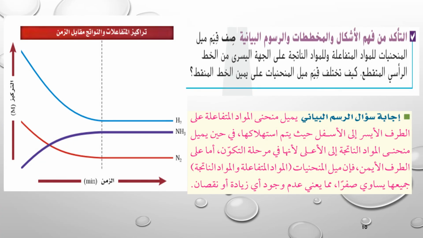To understand the shapes in graphs, describe the slope values of the curves for the reactants and products on the left and right sides of the dashed vertical line. The slope of the reactant curve is negative on the left as it decreases. The slope of the product curve is positive as it increases. On the right, the slopes of all curves are 0, meaning no increase or decrease, as the concentrations stabilize.